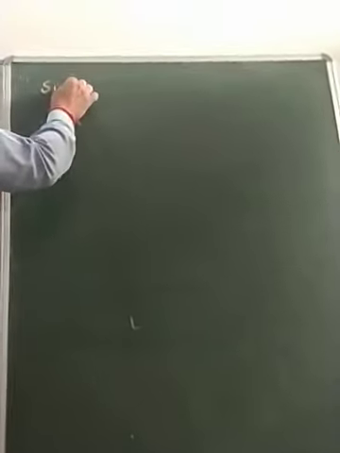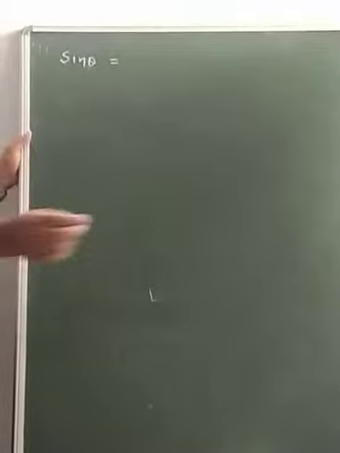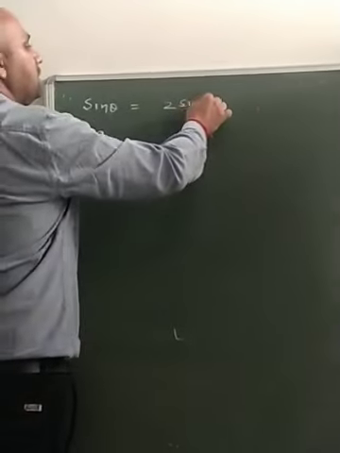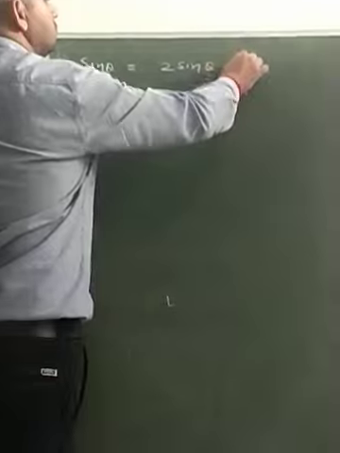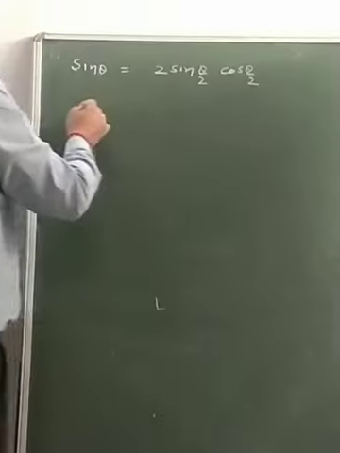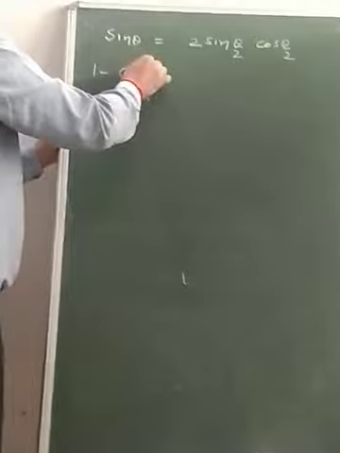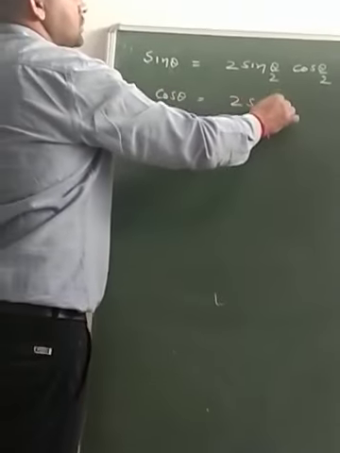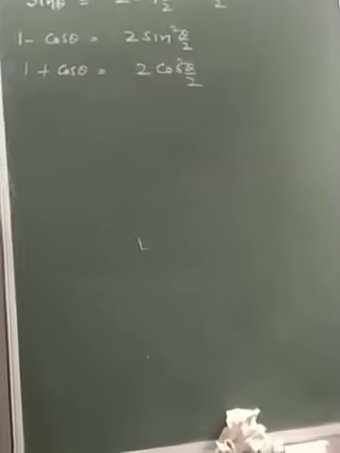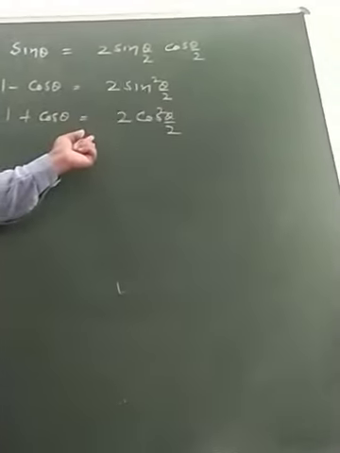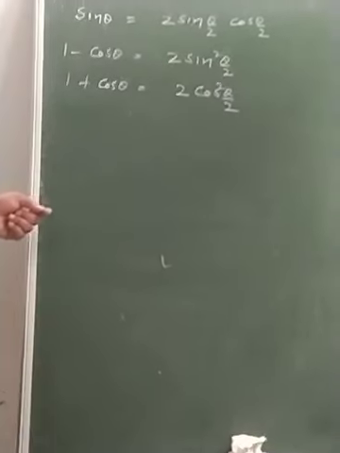Next video, you know some questions in class 11 you have done. Sin theta can be written as 2 sin theta by 2 cos theta by 2. 1 minus cos theta is written as 2 sin square theta by 2. 1 plus cos theta is 2 cos square theta by 2.